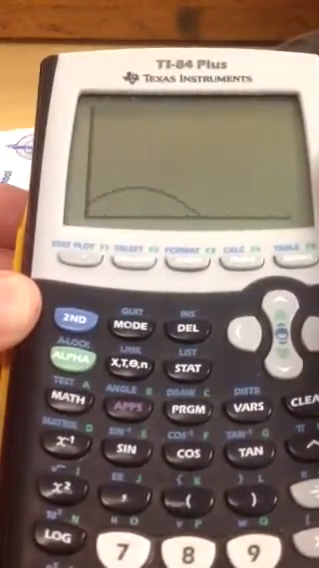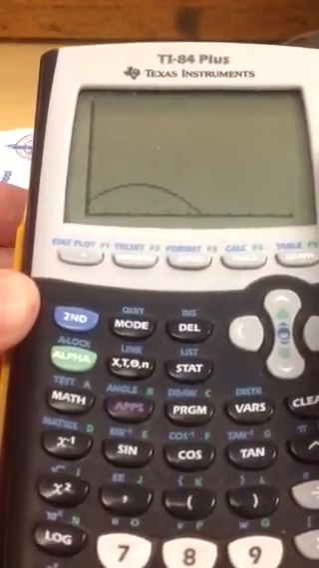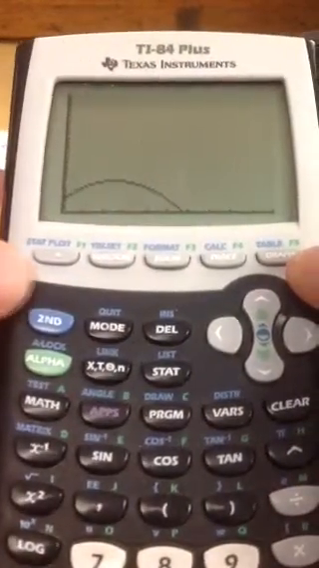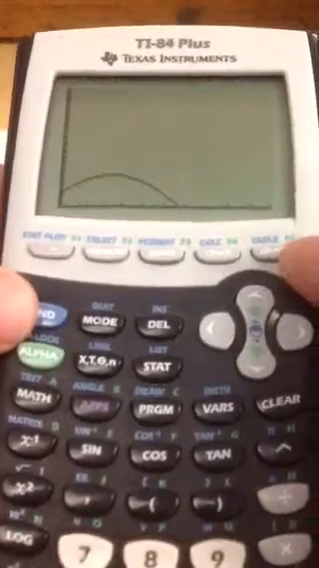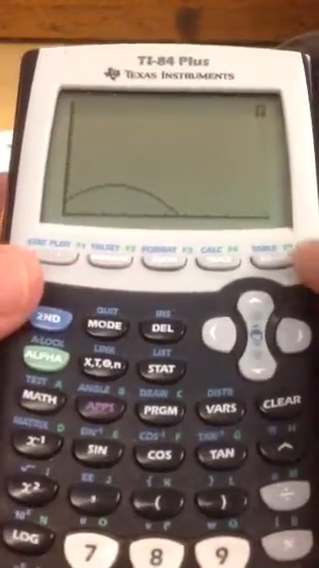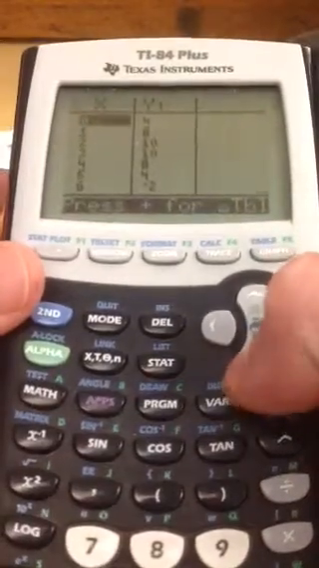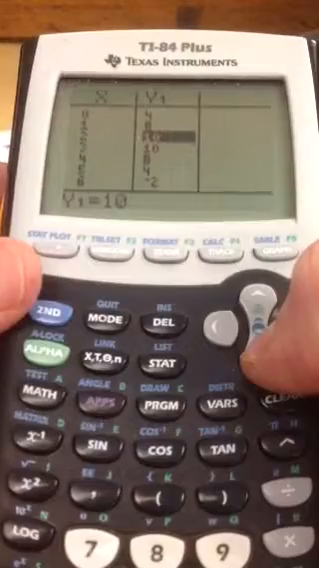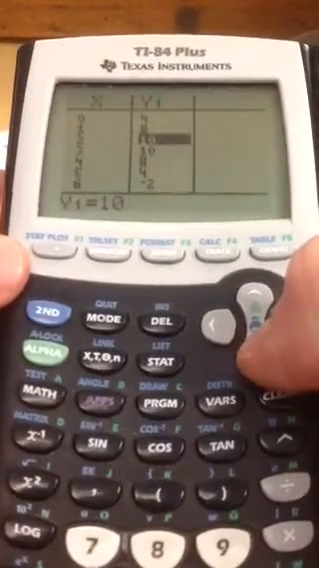Let's look at this. The first question asks, how high is the ball after 2 seconds? Well, anything dealing with the time is really going to be easily answered with the table feature here. So we hit second and table. We know that x is our time, so at 2 seconds, the ball is 10 feet high.